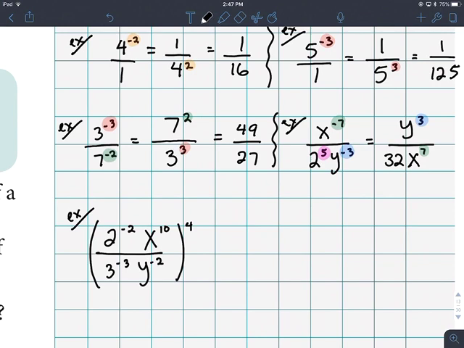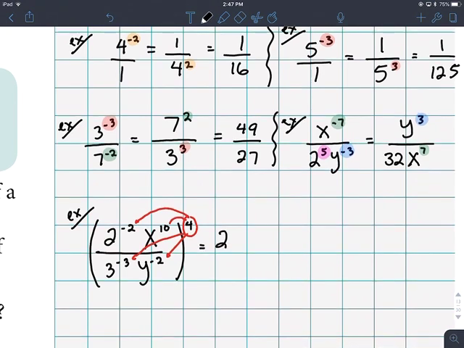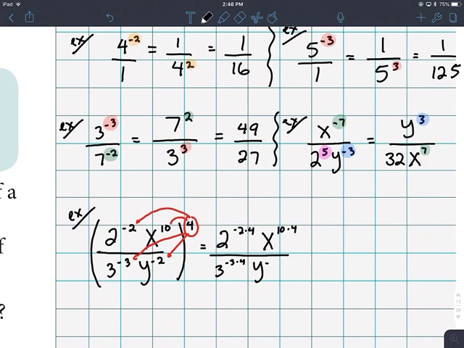So again, going back to the properties we learned last week, guys. This is the power to the quotient power property. If you remember, we like to think of it as a kind of distributive property where you distribute the power to all of these. And again, look at your notes. So if I simplify this, it becomes 2 to the negative 2 times 4 times x to the 10th power times 4 over 3 to the negative 3 power times 4 and y to the negative 2 power times 4.